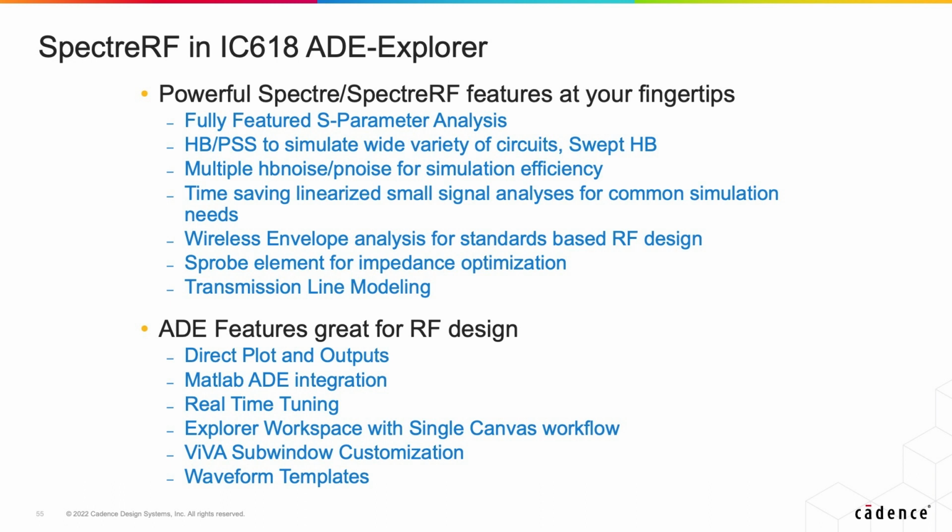Suppose you have a PA and you want to see the large signal gain of the PA, say over 2 to 3 gig, you can sweep the large tone for that. And then we can also do multiple P noise and HB noise. Not sure if you are aware, and that is very important when you have different stages of the design and you want to do a P noise at different points. Then you can do one PSS and multiple P noise. So that is useful. And then we have the wireless envelope analysis, and not sure if anyone uses S-probe.